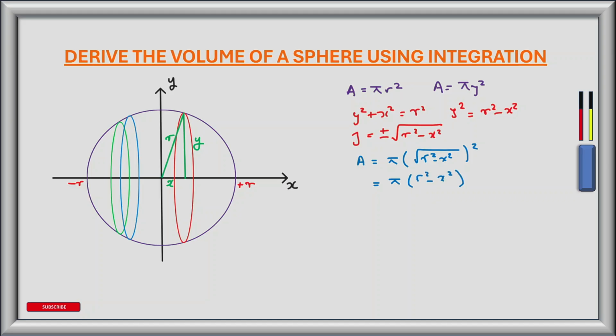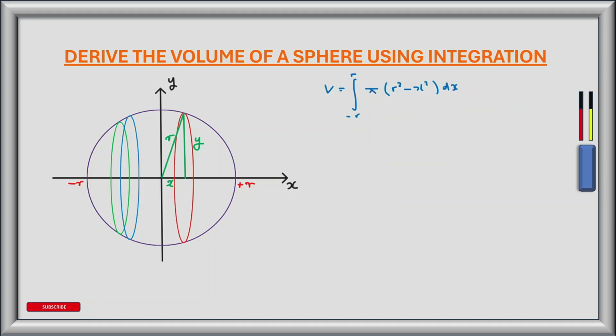Now to get the volume of the sphere, we need to sum up all these circles. We do that by integrating. So the volume of the sphere, V, is the integral from x equals minus r to x equals r of pi multiplied into r squared minus x squared by dx.